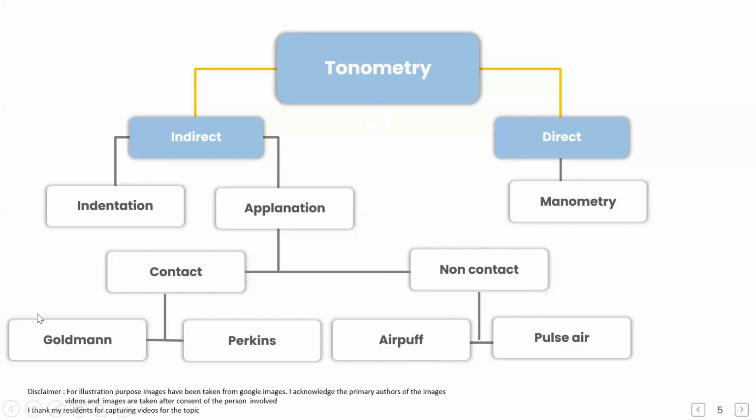And again, the question will be, what is the gold standard? Remember, the Goldmann applanation tonometer is the gold standard for measuring intraocular pressure, and all the other instruments are compared with Goldmann to validate them.